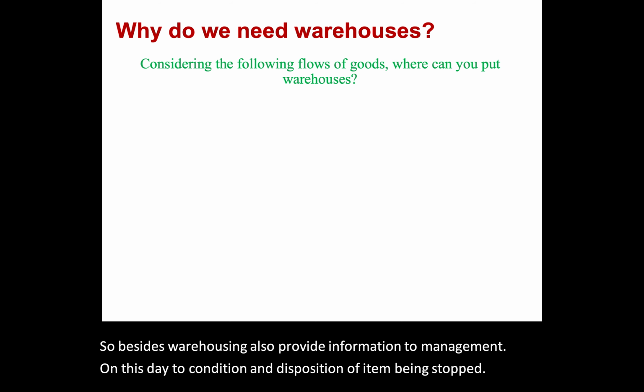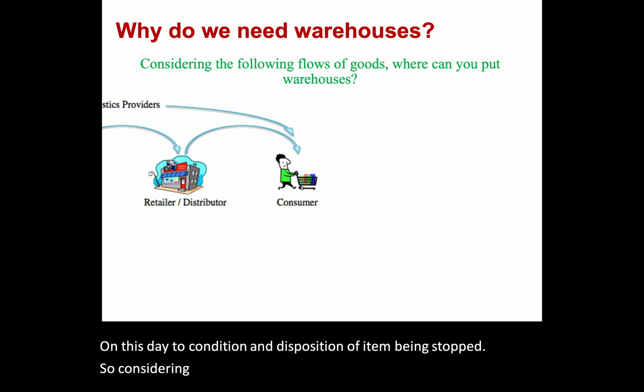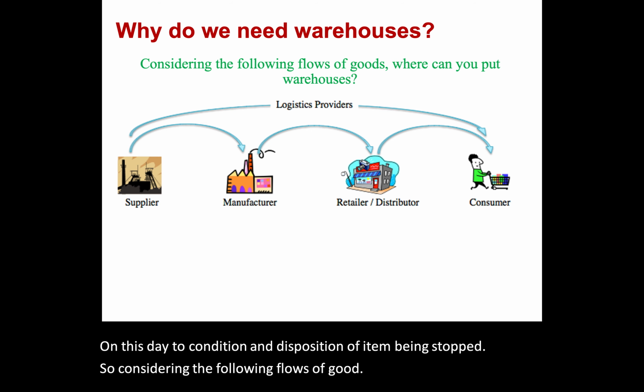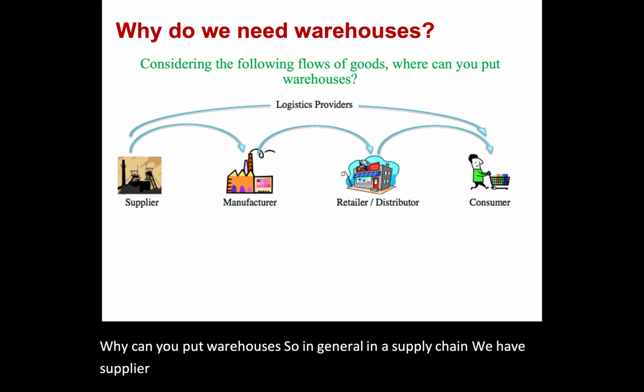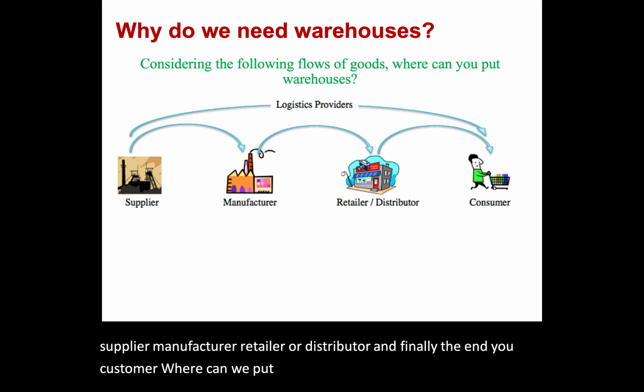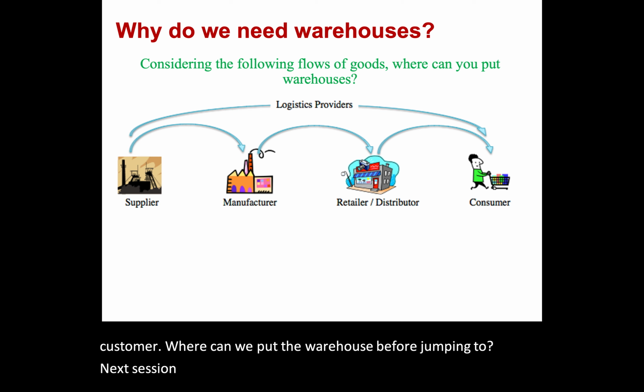So, considering the following flows of goods, where can you put warehouses? In general, in a supply chain, we have supplier, manufacturer, retailer or distributor, and finally the end-use customer. So where can we put the warehouse? Before jumping to the next session, please pause this video and consider it yourself.